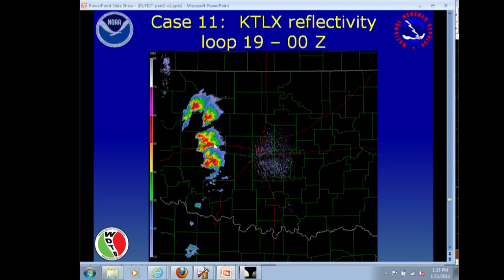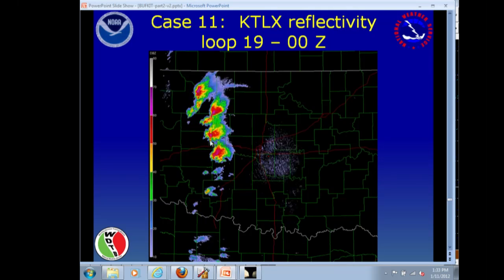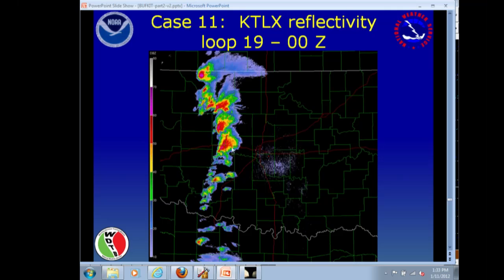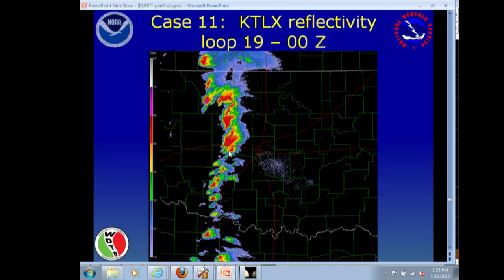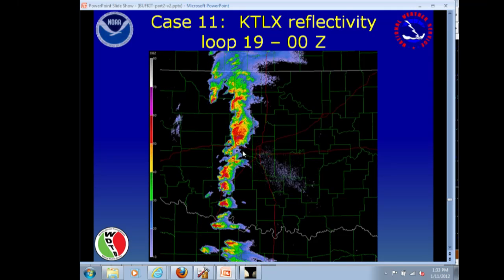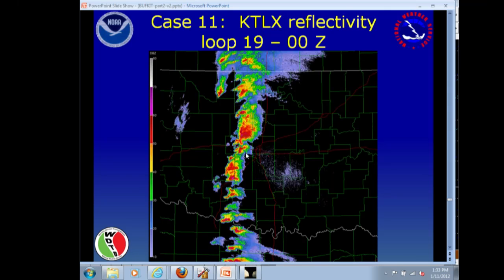Some of these storms, you can see the first one here, Canton Lake. And then we have other storms that are trying to turn into supercells. Here's the big one, El Reno. See these storms merging into it? Uh-oh. There's a bunch of storms merging into it.